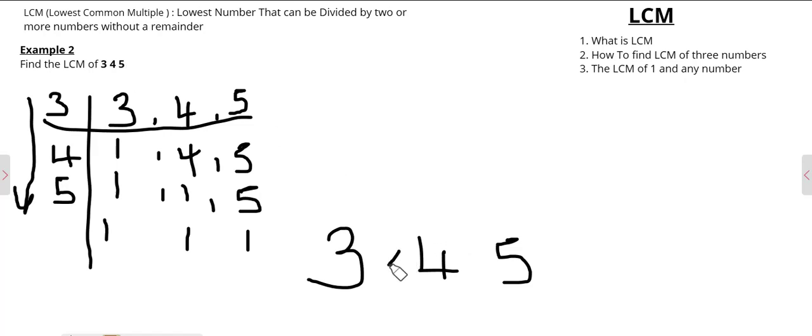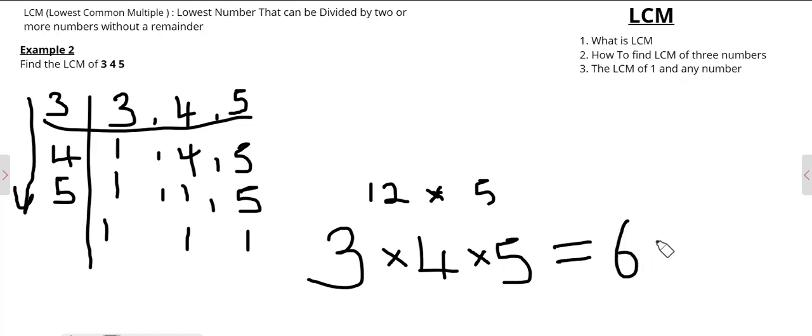So what we do, we introduce our multiplication sign here, and then we begin our multiplication. So if we multiply 3 times 4, we have 12, and then 12 times 5 will give us 60. So 60 becomes the LCM of 3, 4, and 5.